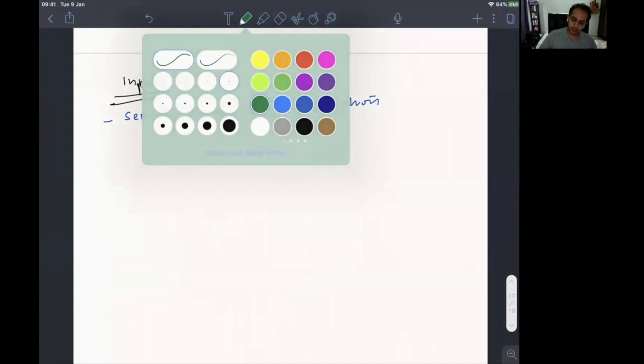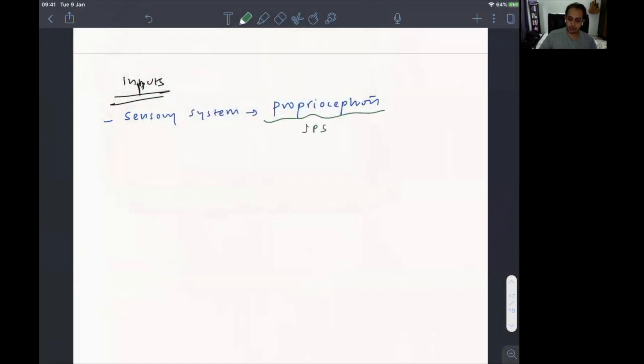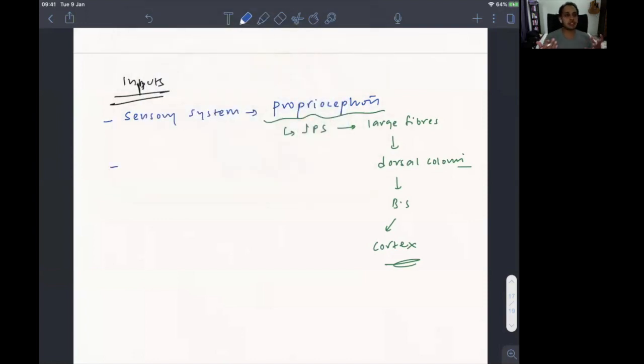Now, to revise proprioception, this mainly involves your joint position sense. This goes up through your large fibers and up via your dorsal column, and then it will enter the brainstem and then the cortex. So this is proprioception. Another piece of information we want is whether we are facing upright or upside down, or on an angle. We need to know if your body is horizontal or not, and that information is given to us by the vestibular system.